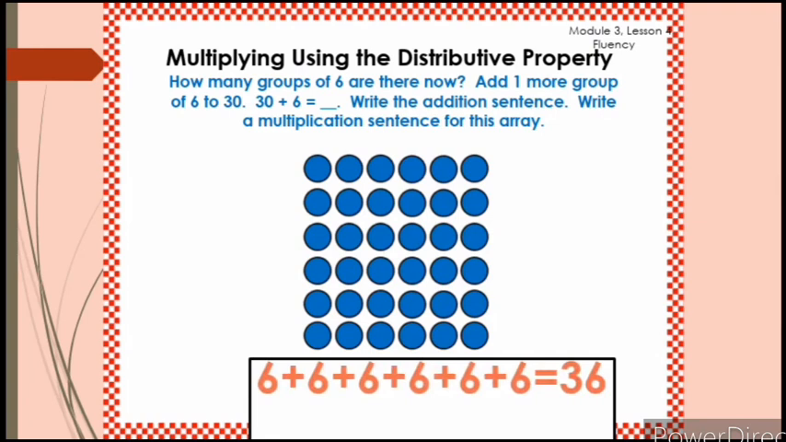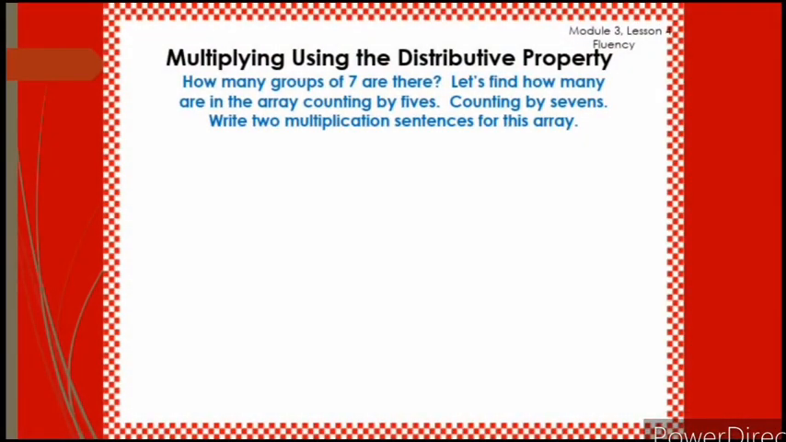What will be the multiplication sentence for this array? 6 groups of 6 will give us what? Yes, it will give us 6 times 6, which is equal to 36. I can only have one multiplication sentence here because the number of rows is the same as the number of columns. Now let's take a look at another array.